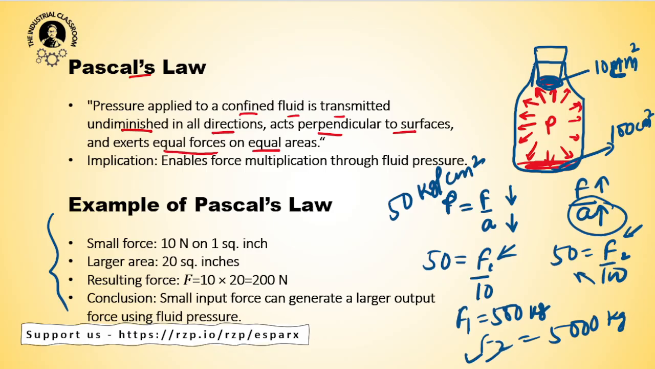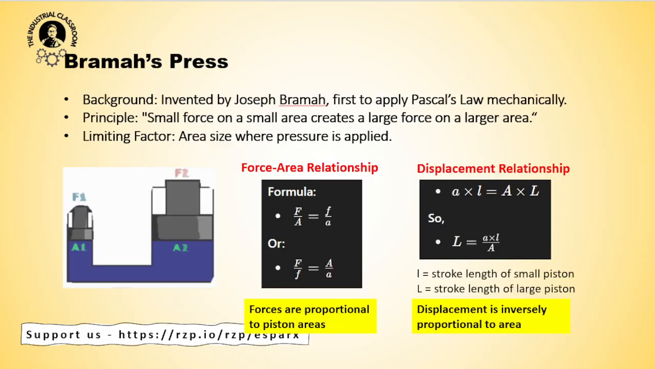Okay, now let us move to a topic called Bramah's press. We had learned about this diagram in the previous video. This Bramah's press was invented by Joseph Bramah. You must remember that it was the first to apply Pascal's law mechanically. We know that the larger the area, the larger is the force required. So what Bramah did was a simple calculation.